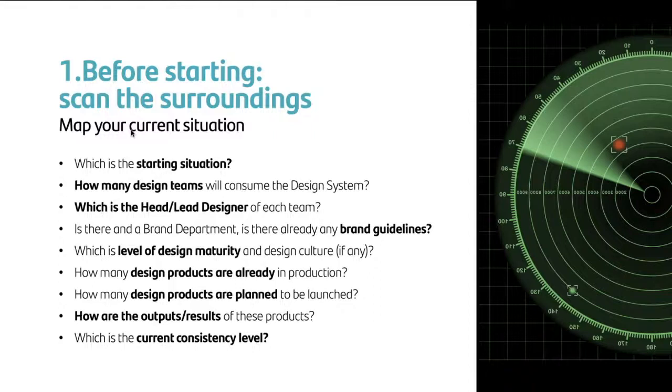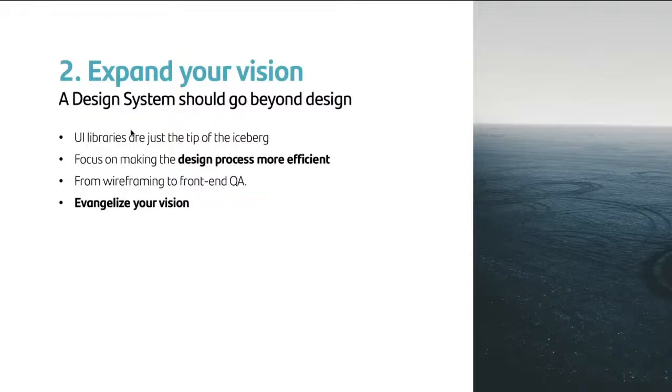The second lesson is about expanding your vision. A design system should go beyond design. So UI libraries, of course, are important in the design system, but I would say they are just the tip of the iceberg. I think you have to focus on making the design process more efficient. You have to broaden your vision and make a design system that goes from wireframing to front end to quality assurance.